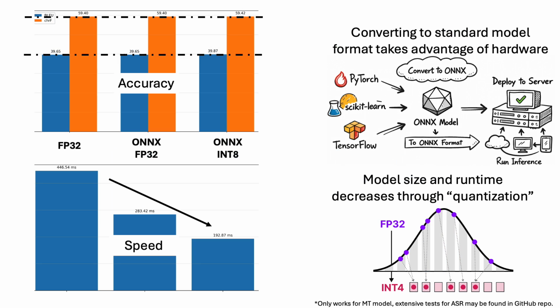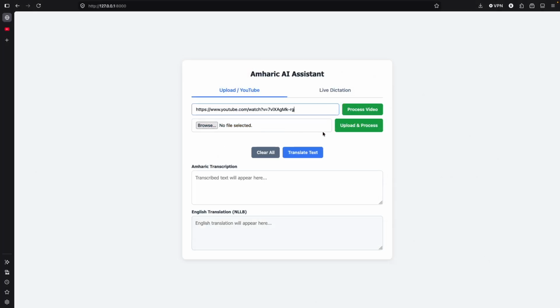The next challenge was speed. I converted the models into a standard format that can take better advantage of the hardware. Then, for the translation model, I applied something called quantization. In simple terms, that means representing the model with lower precision numbers, which reduces the computation and memory while allowing the models to run faster. We can see from the benchmarks that through this process, the accuracy remains the same, but the latency decreases by almost half.